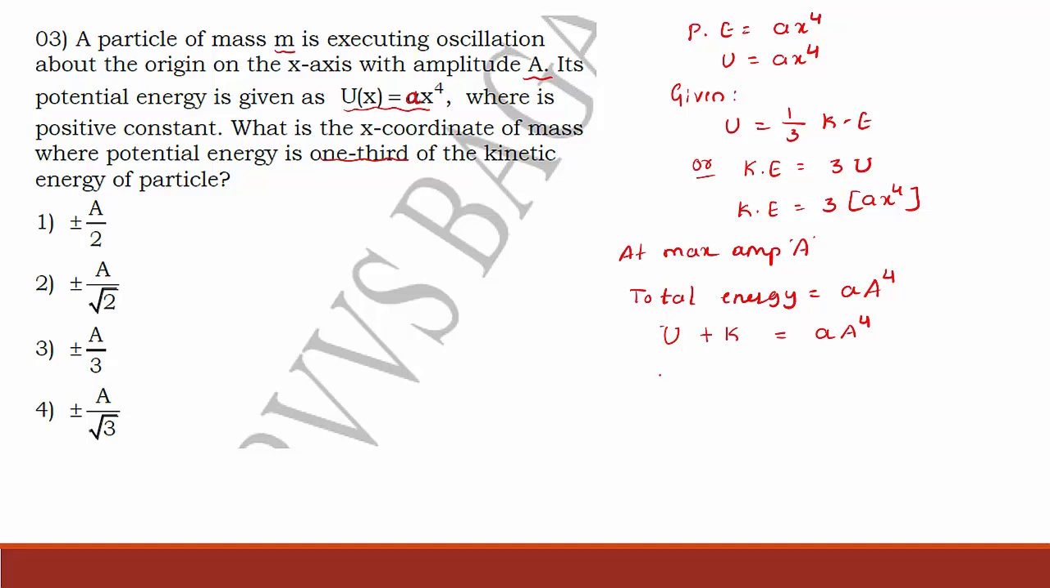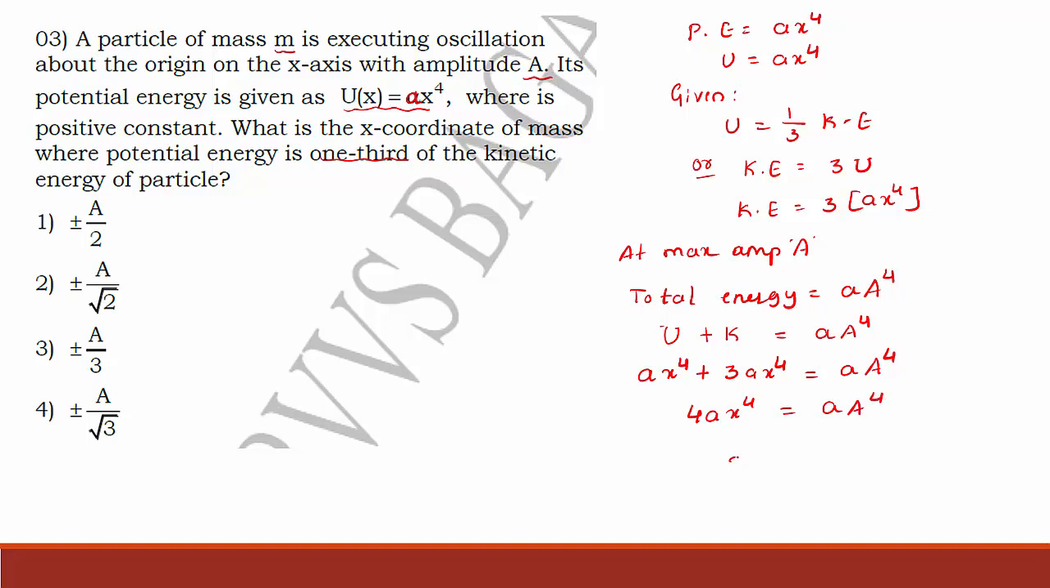What is the value of U? U is equal to AX raised to 4 plus, what is the value of kinetic energy? Here it is 3AX raised to 4 is equal to A into capital A raised to 4. AX raised to 4 plus 3AX raised to 4 can be written as 4AX raised to 4 is equal to A into A raised to 4.